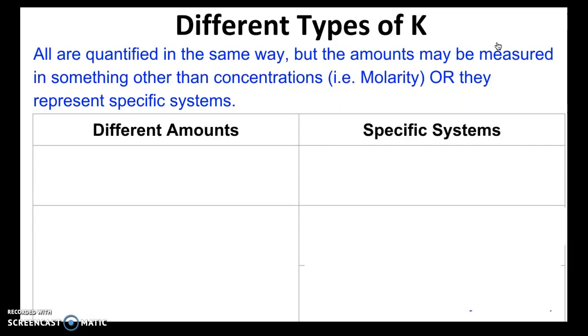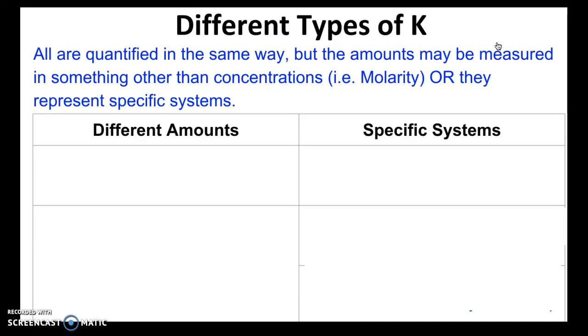Okay, so you've already practiced writing equilibrium expressions, but there's something that we need to know about equilibrium constants: they're all quantified in the same way. They're all products over reactants, but sometimes they're not necessarily measuring the same things. For example, you could measure molarity, which is the one we've seen, or you can measure pressure, or you can be given a K of a very specific system, and that will tell you the reaction that corresponds to it. So let's look at the different types of K.